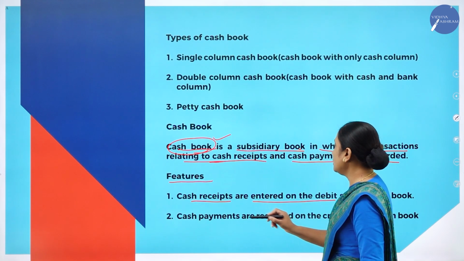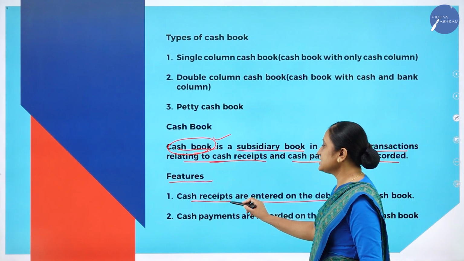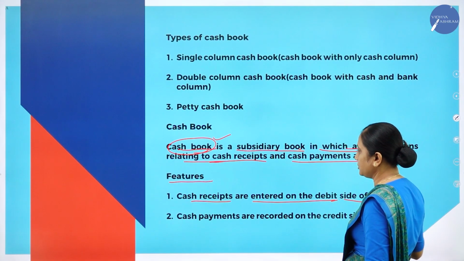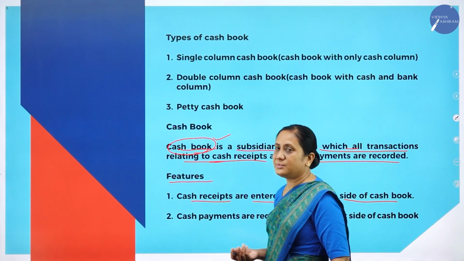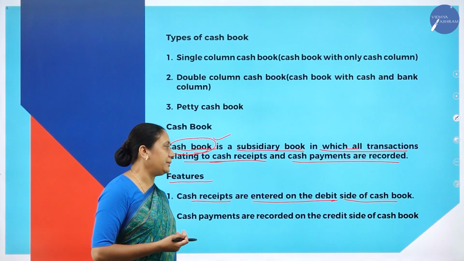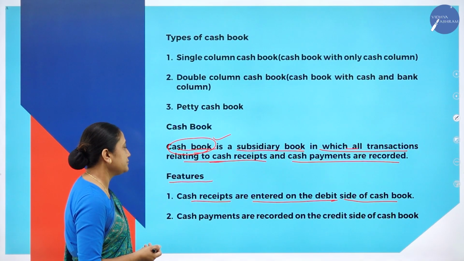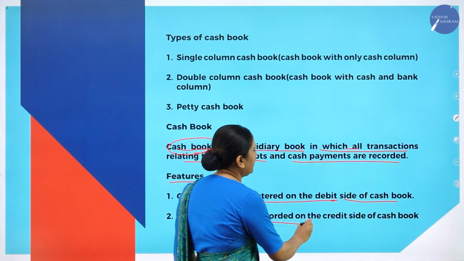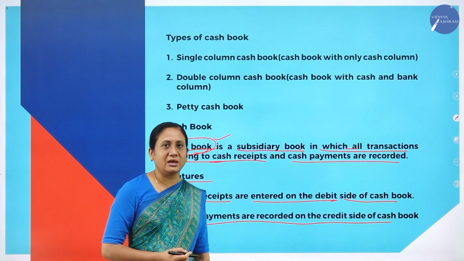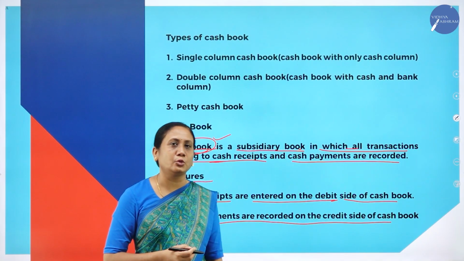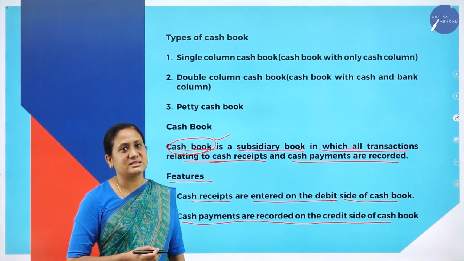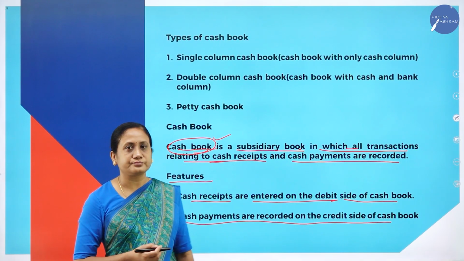So all the cash receipts, that is the money received, are entered on the debit side of the cash book. Whatever money the business is receiving, where should we enter? We will enter it on the debit side of the cash book. All the cash payments are recorded on the credit side of the cash book. Whatever payments we make through cash will be recorded on the credit side of the cash book.